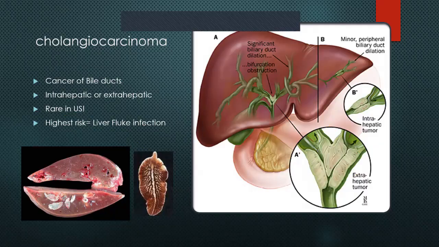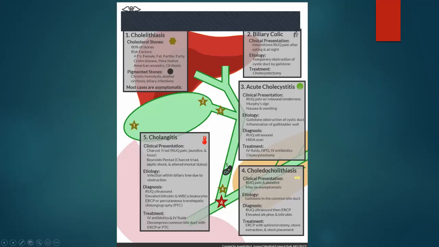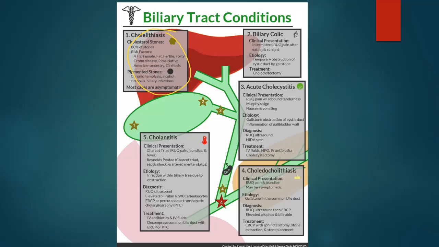So here are all of the 5 diseases that we went over, right? And for some reason, they differentiate gallstones from biliary colic, even though I consider these the same. So just having gallstones versus having biliary colic is the same, in my opinion, which is why it's really only 4.